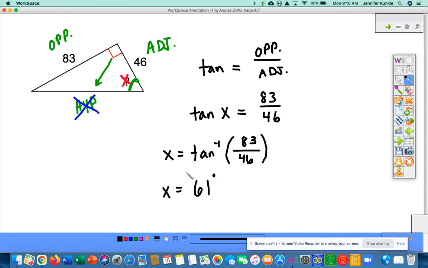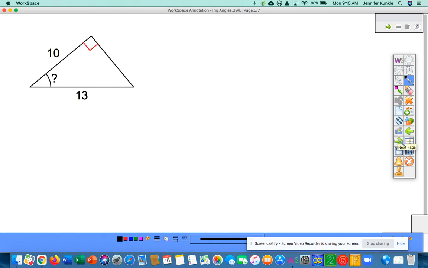When you're typing these into Edulastic, you don't need to put the degree symbol, just put 61. The degree symbol is a little hard to find in that system. All right, let's just look at maybe one more here, make sure we're on the right track, and then we'll have you try some on your own. Again, take a moment to copy that down.